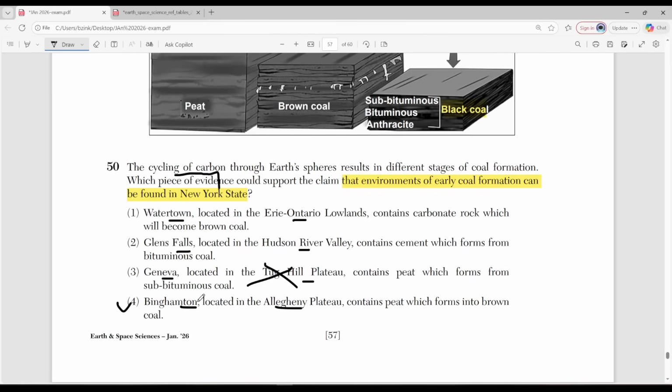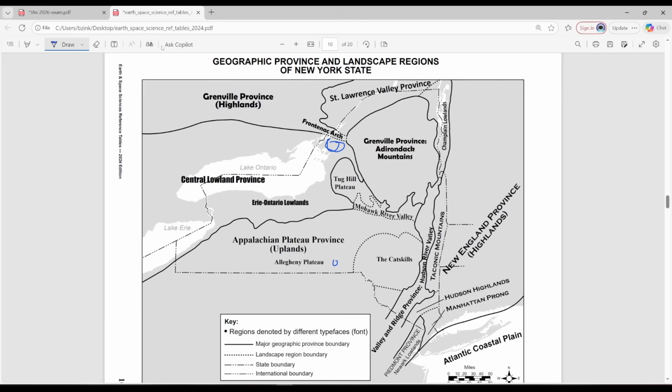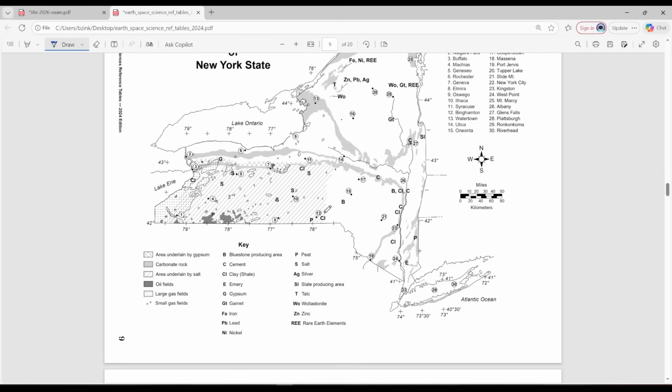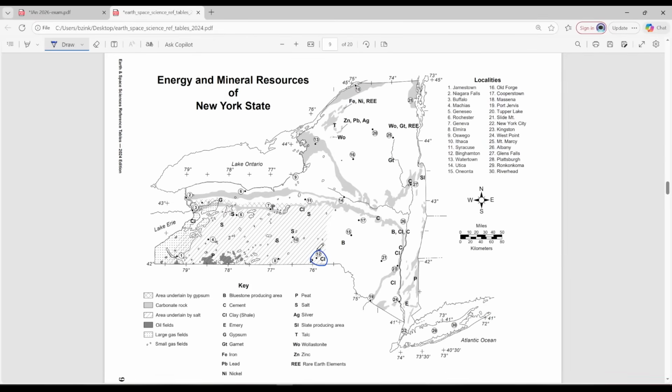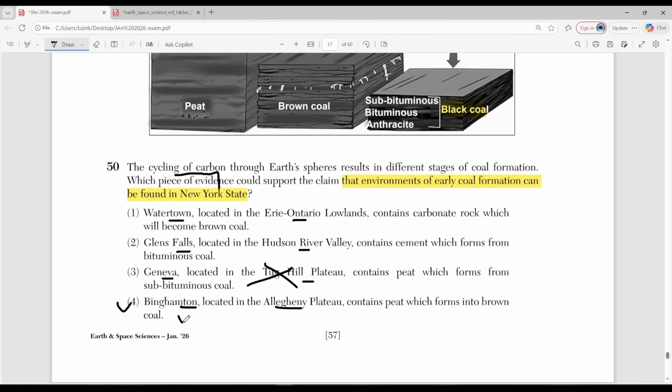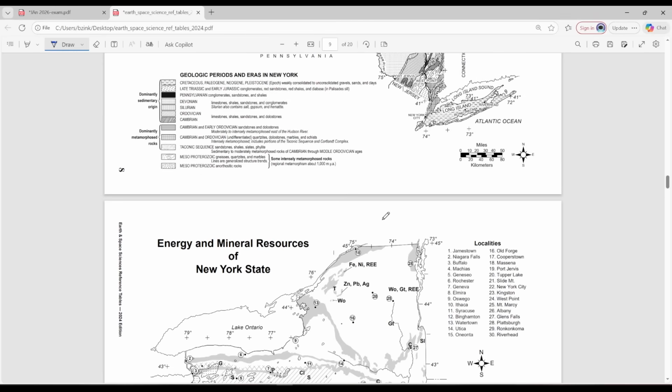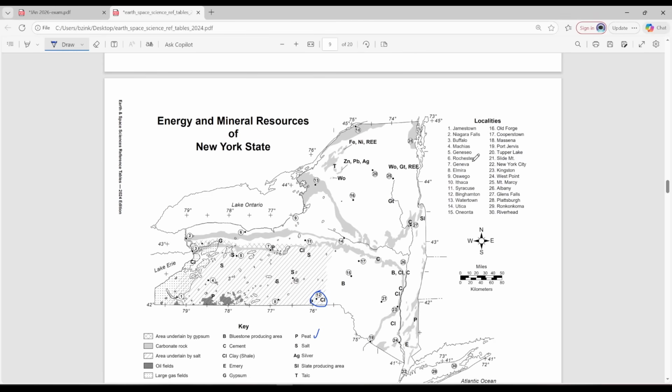Okay, now let's see. Does Binghamton contain peat, which forms into brown coal? Let's see. Does Binghamton contain peat? Peat, yes. So that's possible. Does Glens Falls contain cement? Where's Glens Falls? 27. There's 27C cement. Yes, it does.